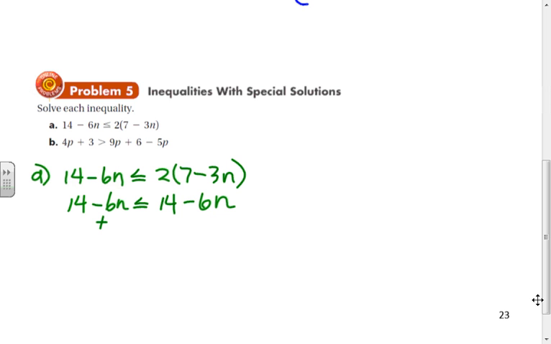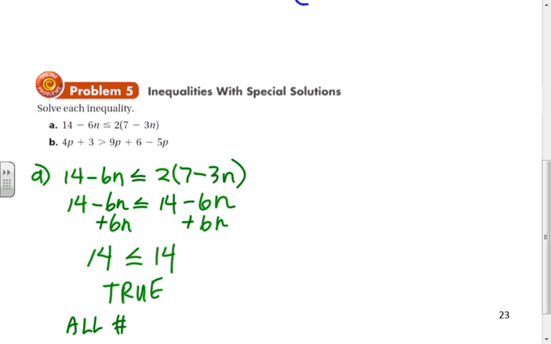Let's add 6n, try and get both variable terms to one side of the inequality, and when we do that, we get 14 over here is less than or equal to 14 over here. So 14 is always less than or equal to 14. When that happens, any number will work. So you could say something like all numbers are solutions.